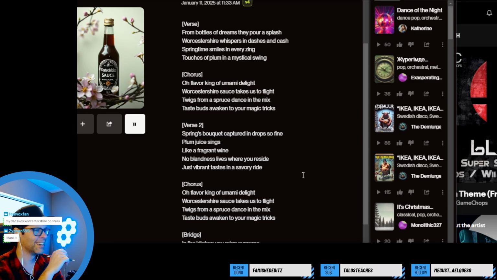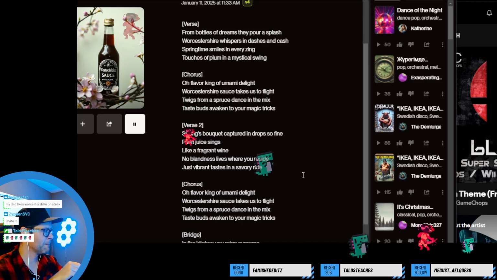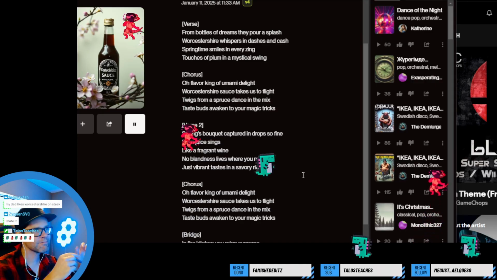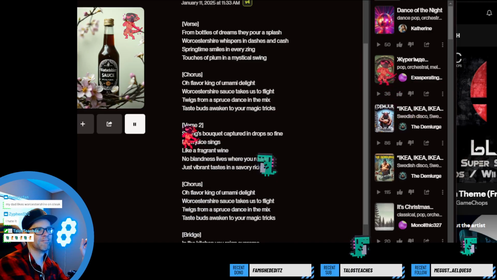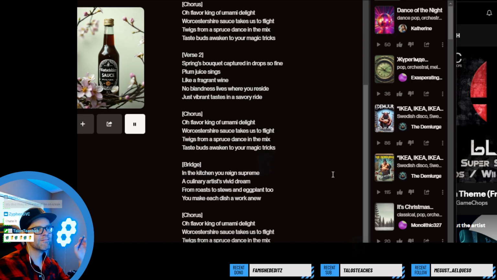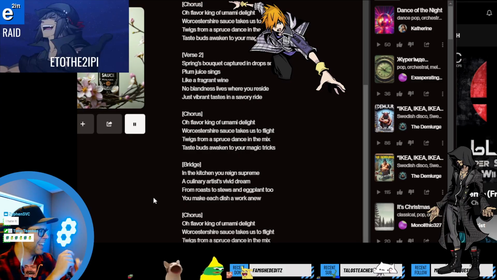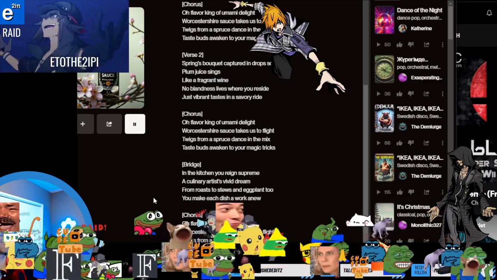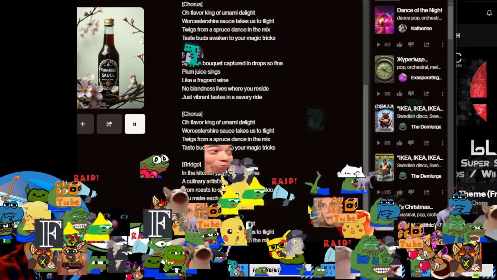Spring's bouquet, captured in drops so fine. Plum juice sings like a fragrant wine. No blandness lives where you reside. Just vibrant, savory ride. Flavor king of umami delight.